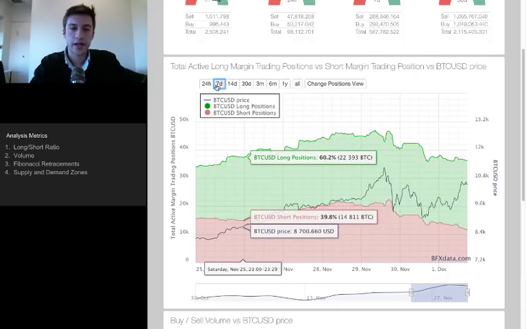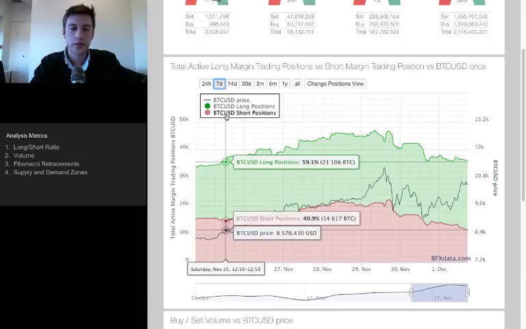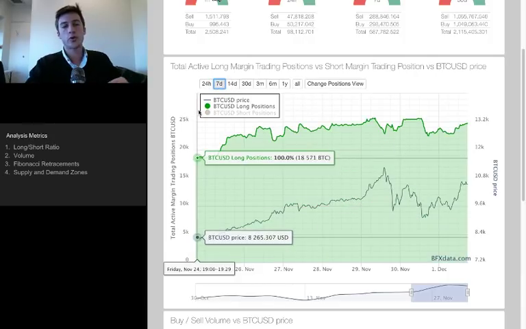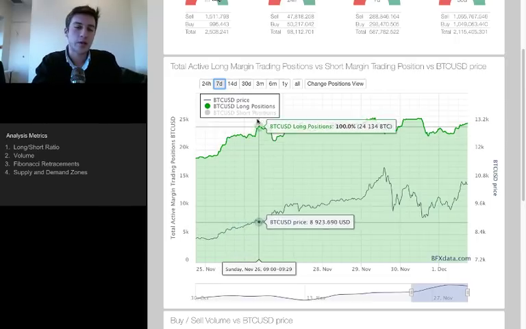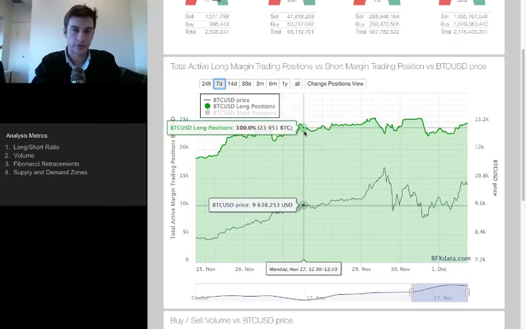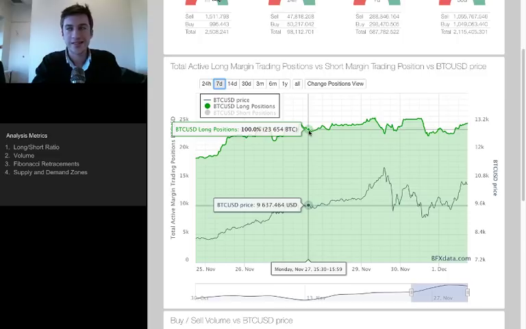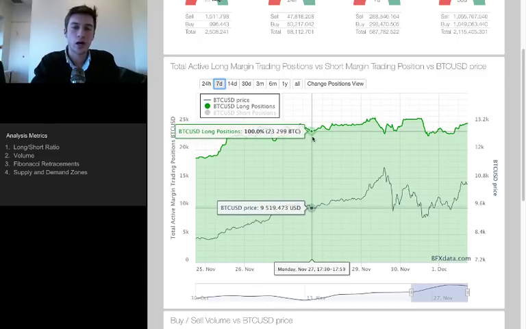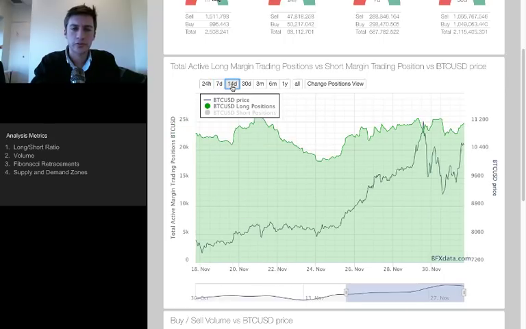I have the 7-day for bfxdata.com. Let's look at long positions. This is how many Bitcoin are held on long positions in Bitfinex. This is not an indicator for the entire market, but it's a good representative of the Bitcoin market. And I'm actually going to the 14-day.